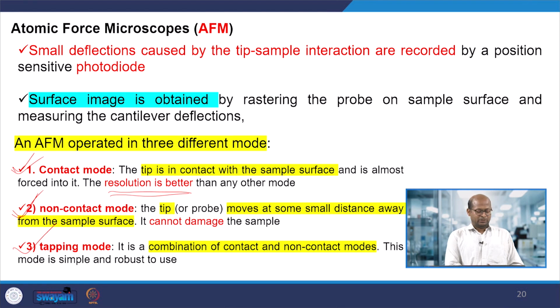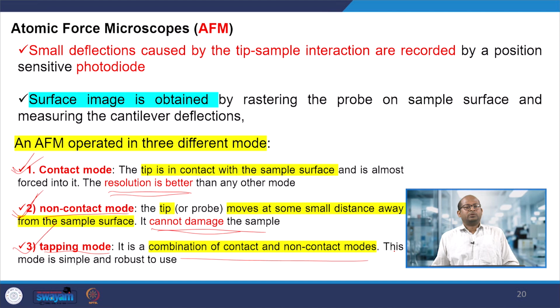And in non-contact mode, the tip also moves from one point to another point, but there is no contact with the sample; a small gap or distance is maintained throughout. In this process also we can get an image of that particular surface, nanomaterials, nanofilms or thin films. In this process the samples are not damaged. And tapping mode is in between, a combination of contact and non-contact modes.